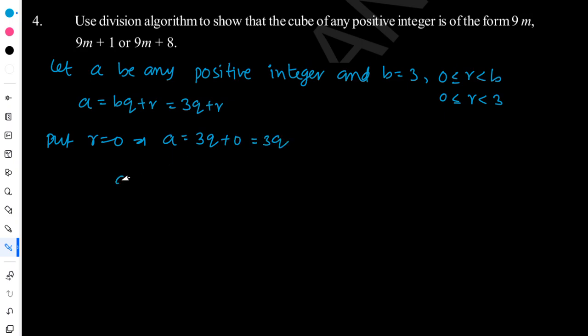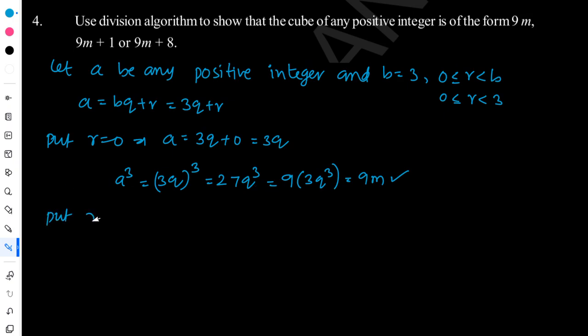Now take its cube. a cube equals (3q) whole cube, so this is 27q cube. 27q cube can be written as 9 into 3q cube, which equals 9 into, consider this as m, so 9m. So the cube of such a number is 9m.